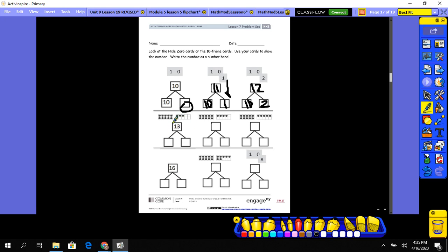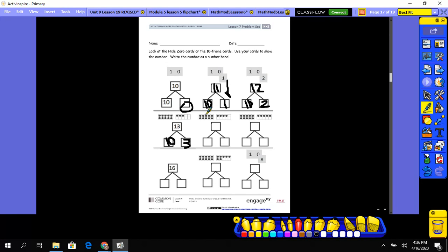Let's look at the next group. Is this a part or the whole amount? It's the whole amount. So now I have to think, what are my two parts? There's a picture here to help you. There's a group here. How much is here? 10. Good job. How many are left over? 3. 13 is 10, 3.